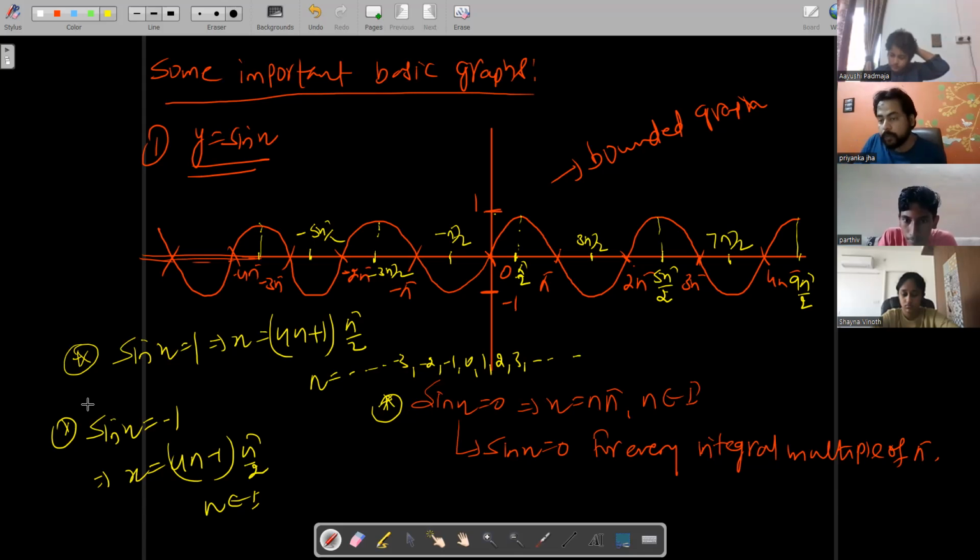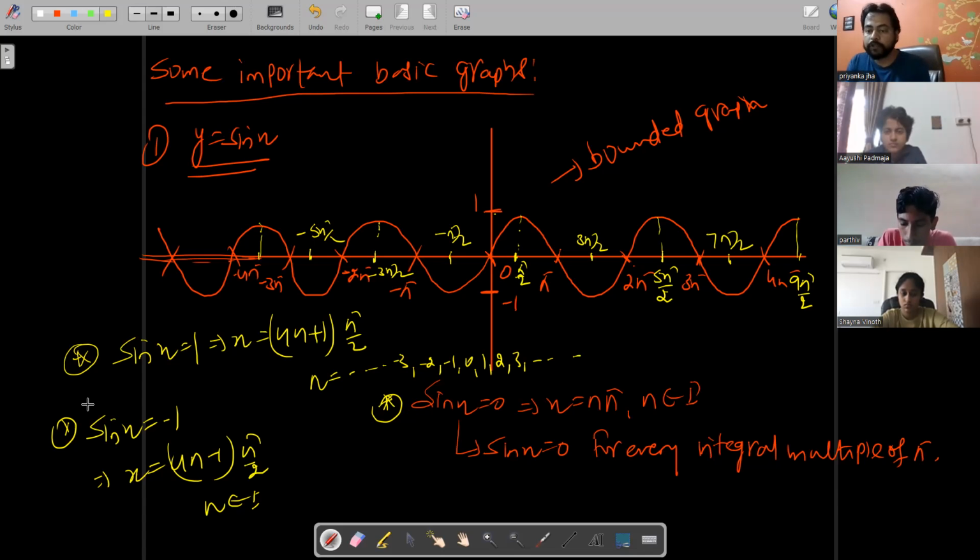These are the basic information about the trigonometric curve. So you need to remember these things. Based on that, it will help you a lot going forward in the next chapter while solving problems.